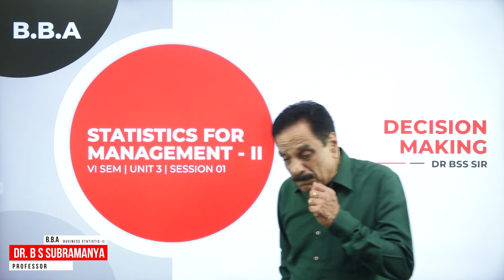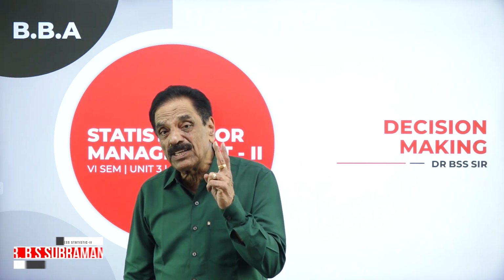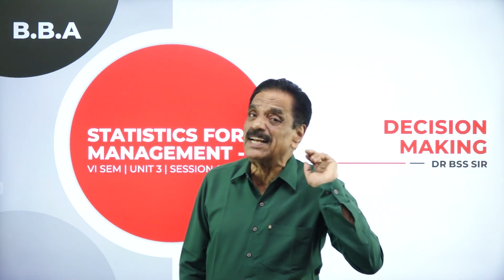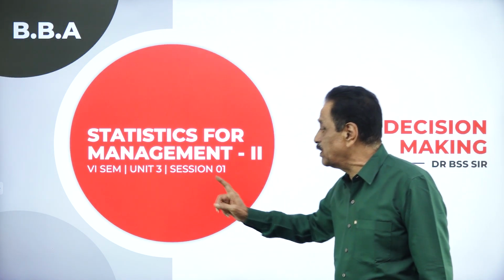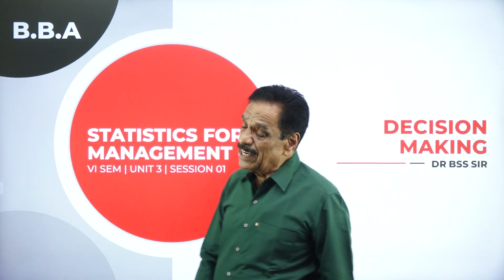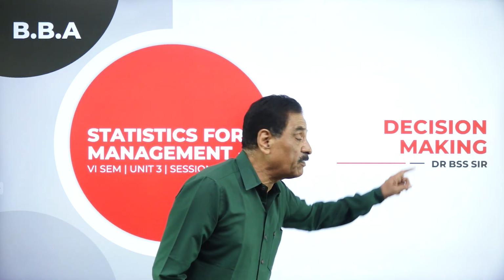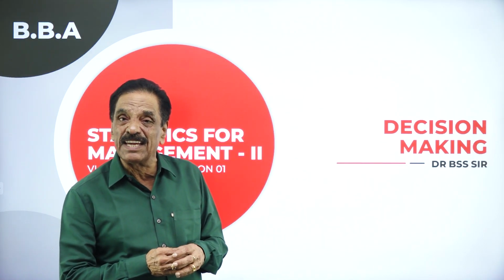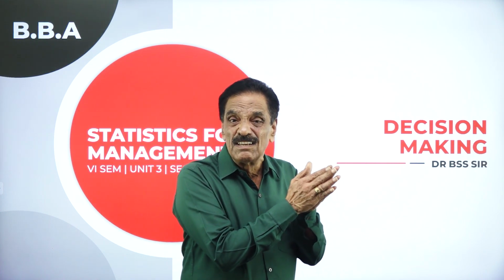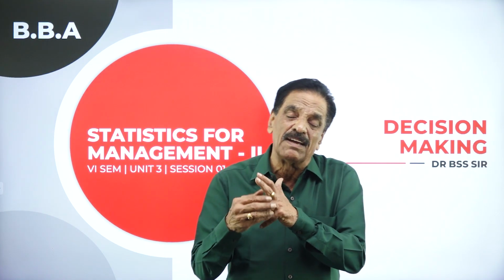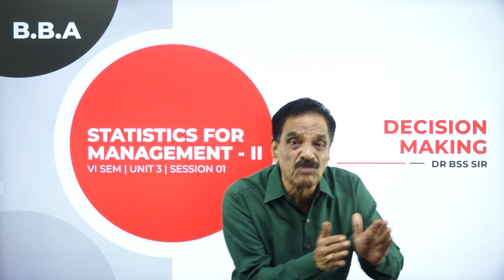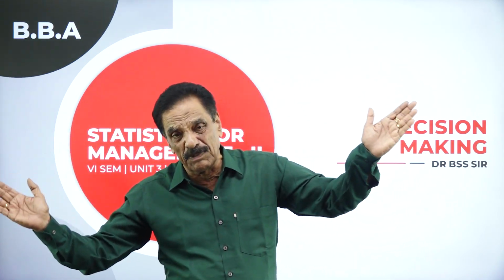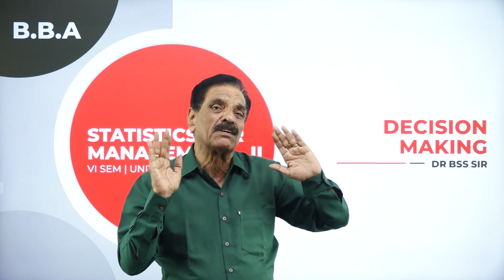So we have already come across two sessions: one is the least square straight line method, then linear programming. Today we are going to discuss Unit 3, Session 1, BBA. Unit 3 is about decision making: how to make a decision when the articles have been sold away, and how to take the decision. We are going to find out the alternative methods. Which are the alternative methods? I am going to explain one by one slowly.